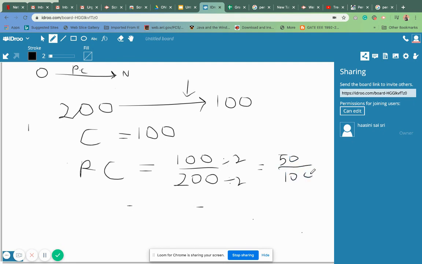Now, what does this tell me? There is a 50% increase or decrease. Since the final value is less than the old value, it is a percentage decrease. So 200 minus 50% of it is going to give me a 100. So I will write 50% decrease. So that's it.